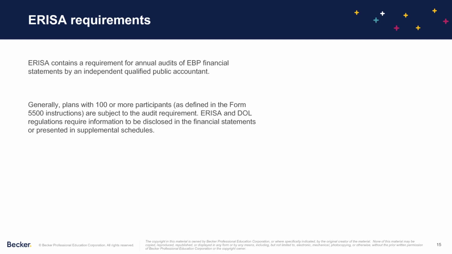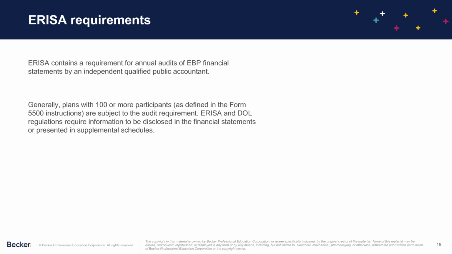So when we look at ERISA, it contains an annual requirement for audits by an independent qualified public accountant. And generally, the rule here is plans that have 100 or more participants are subject to the audit requirement, and they require the information to be disclosed in the financial statements or presented in supplemental schedules. So ERISA has very, very detailed requirements and requires that we have an audit. So if you have more than 100 participants, you are going to have an ERISA audit.